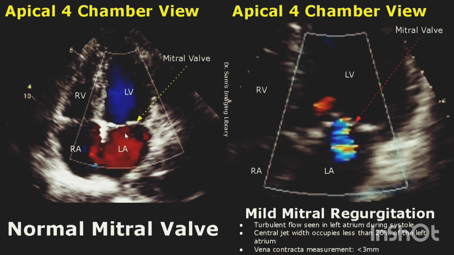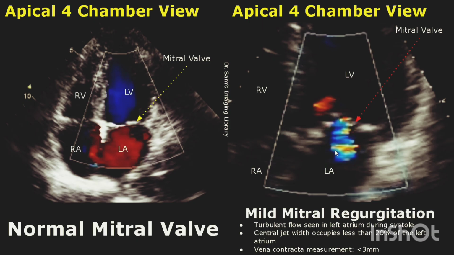Mitral regurgitation is a heart condition in which blood flows backward through the mitral valve from the left ventricle to the left atrium during systole. In a mild case of mitral regurgitation, a small jet of turbulent flow is seen in left atrium during systole. The central jet width occupies less than 20% of the left atrium.